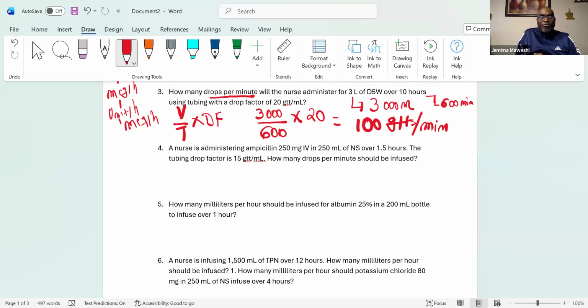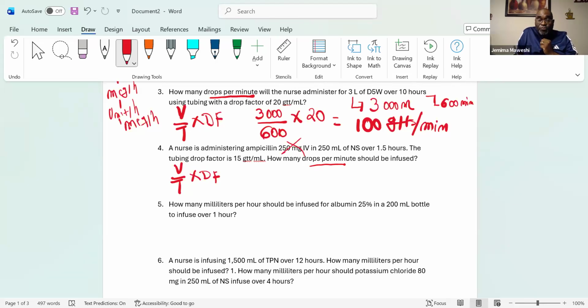Let's look at number 4. We're still looking for drop per minute. You know, volume over time multiplied by drop factor. That milligram is a distraction. It's nothing. Say that: distraction. You're not going to use it. So we need only 3 data: volume, drop factor, and your time.